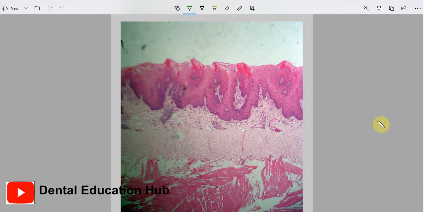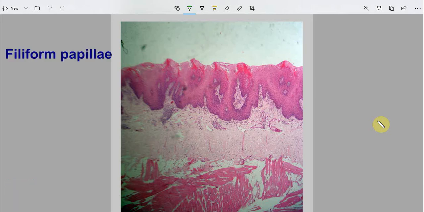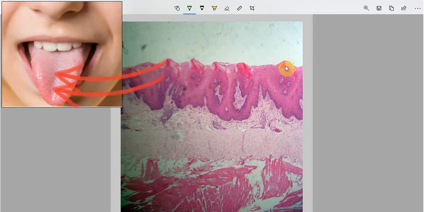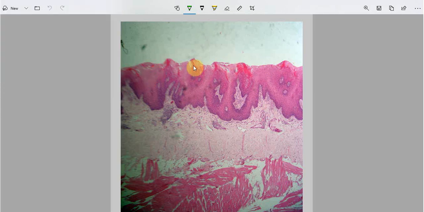Today we are here with a new video in which we will describe the histology of the filiform papillae. So this is a low magnification image of filiform papillae. These papillae are present on the anterior part of the dorsal surface of the tongue. The shape of these papillae is hair-shaped or cone-shaped in appearance.